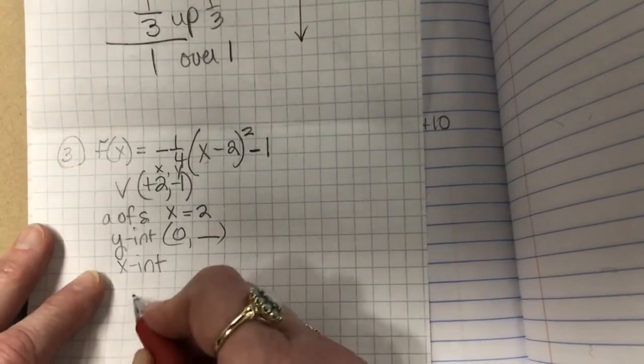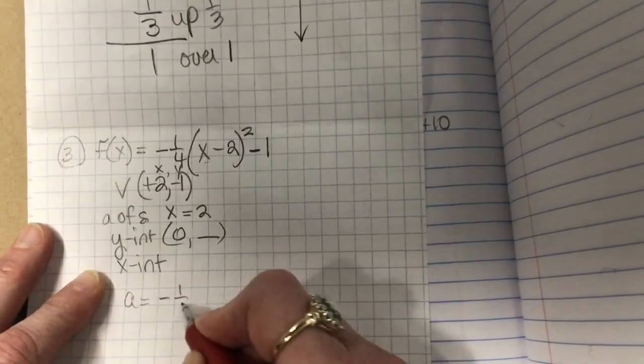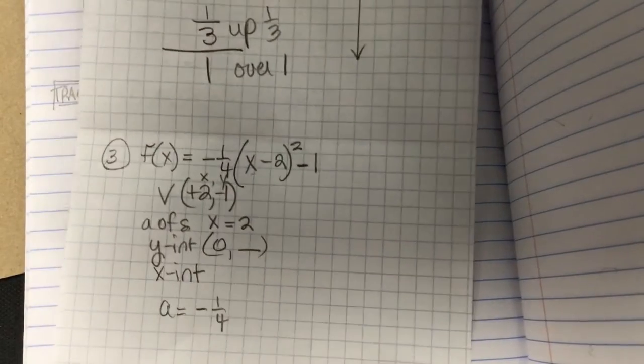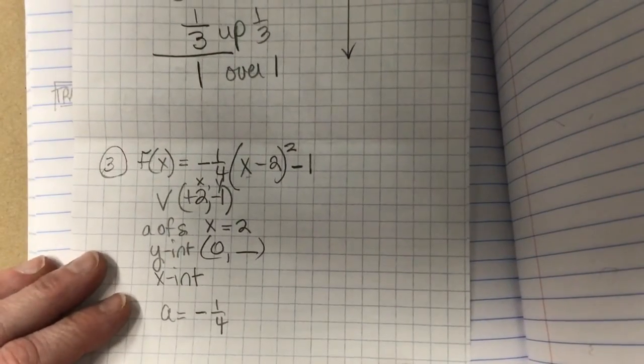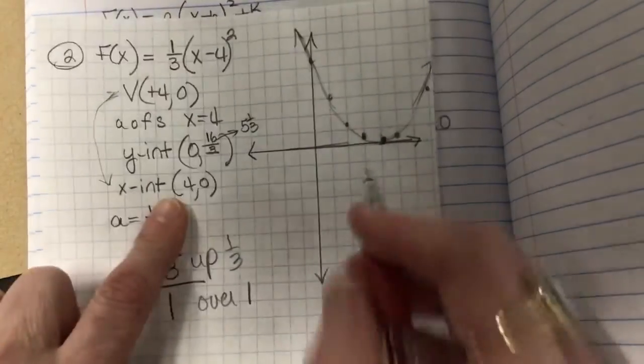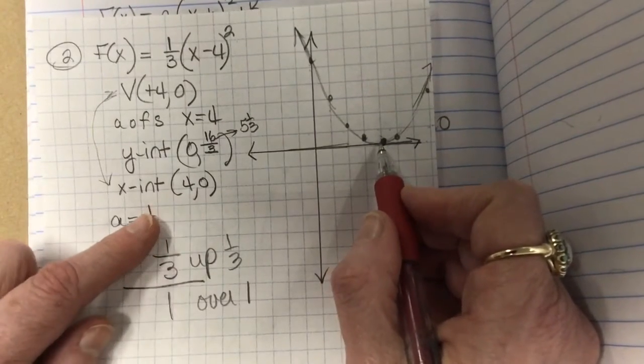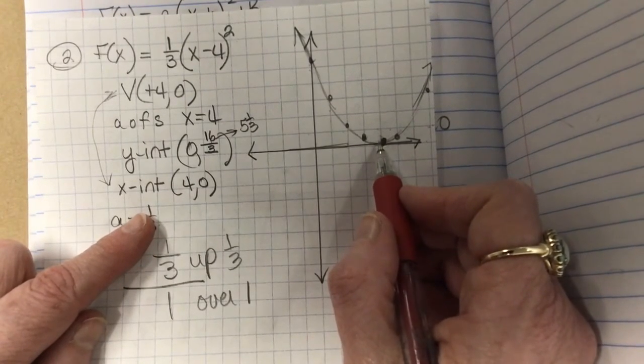And if you want to put a equals negative 1/4. What was the x-intercept in the last one? 4, 0? 4, 0. Same as the vertex. It was right there. See, it just sat right on the x-axis.